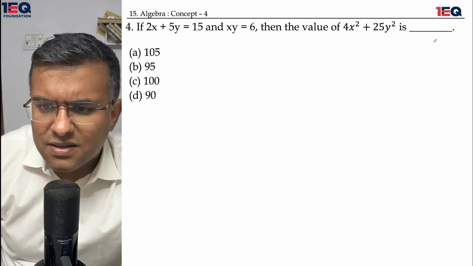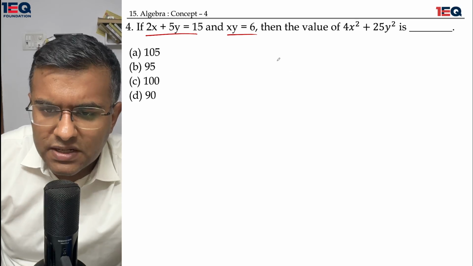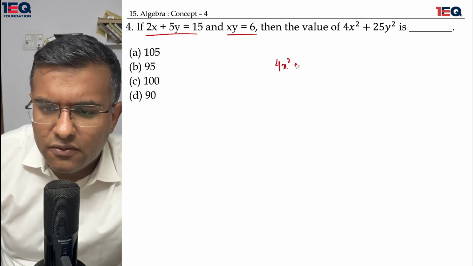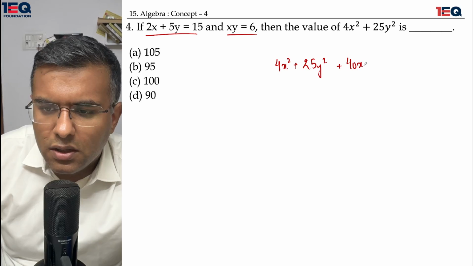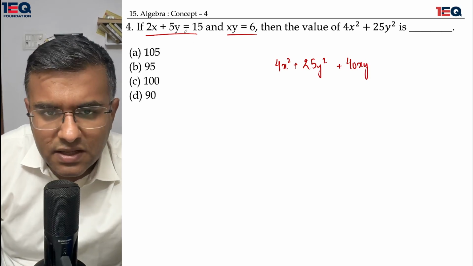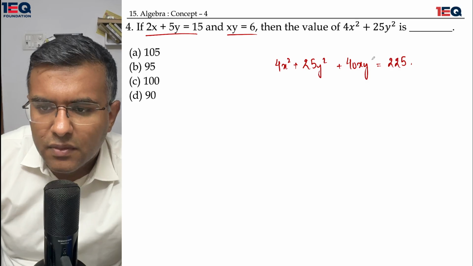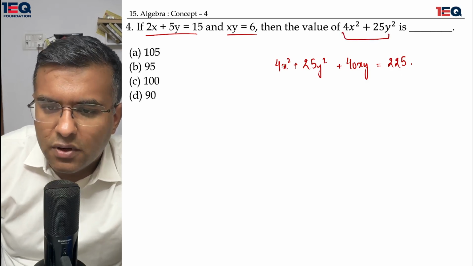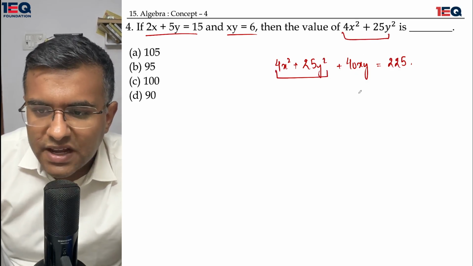I think it's a similar question. Yeah, a little bit. I'll quickly square things on both sides. I would quickly write that 4x square plus 25y square plus 40xy. I'm just squaring the first equation, which is equal to 225. This is the question that we are looking for. There is a component of xy involved.